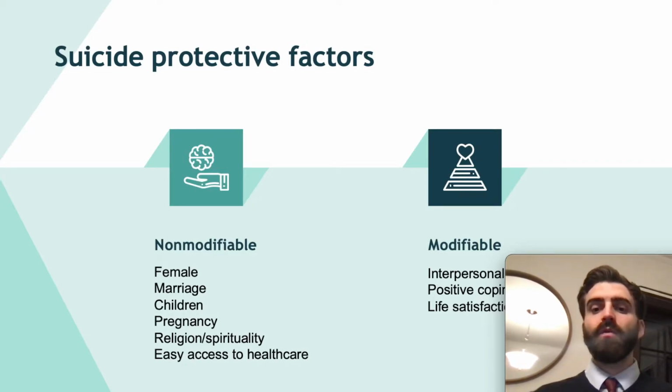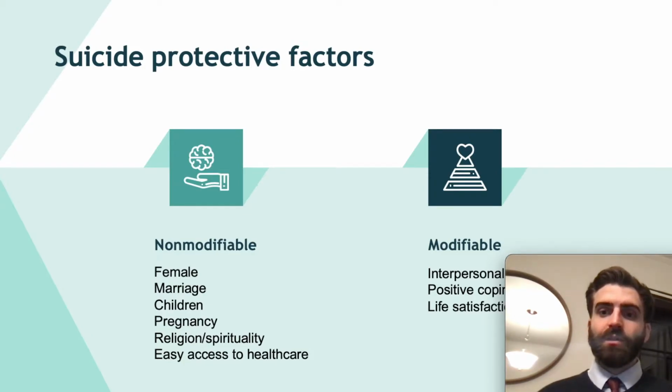Some modifiable protective factors are interpersonal support. So having someone who's admitted to inpatient psych might not have a therapist or a psychiatrist or friends that they can talk to about these issues. So these are modifiable because you can set someone up with a therapist or a psychiatrist.